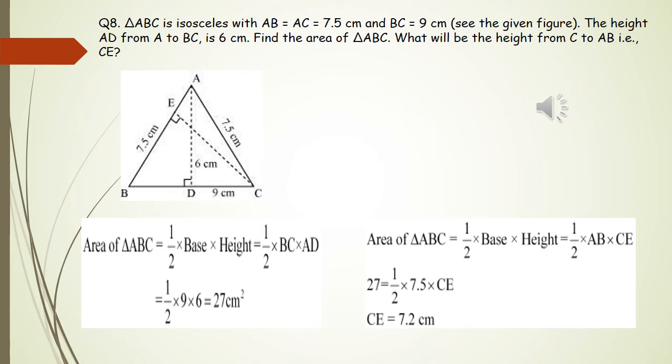So it is calculated from the previous part, that is 27 centimeter square is equal to half into height 7.5 into CE. If we calculate, CE will be equal to 27 into 2 divided by 7.5, that is 7.2 centimeter.